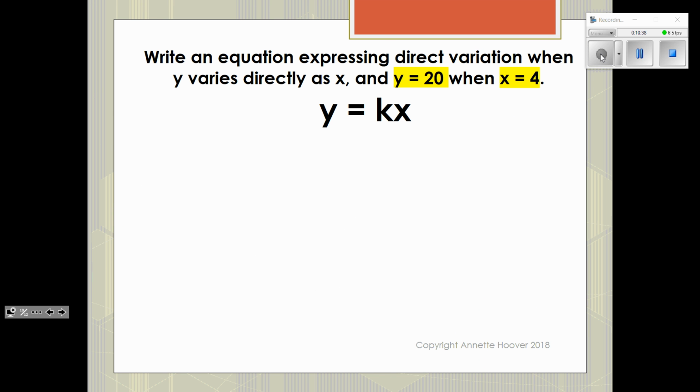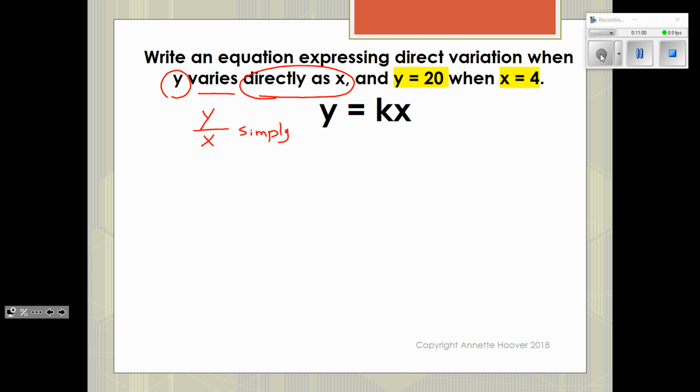Now, this is what you're going to see on your paper today. It sounds kind of confusing, but once you know what to do, it's very simple. It says write an equation expressing direct variation where y varies directly as x. When it says that, you're going to put the y on the top, the x on the bottom, and you're going to simplify it. That's all you have to do.